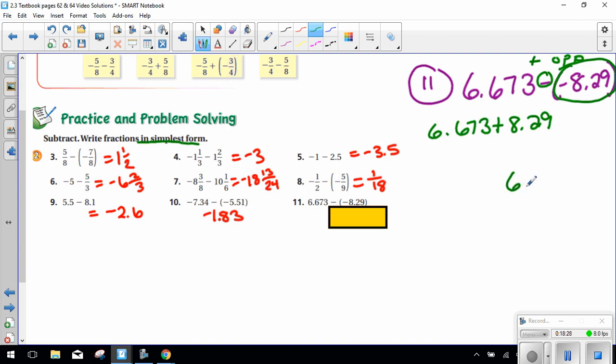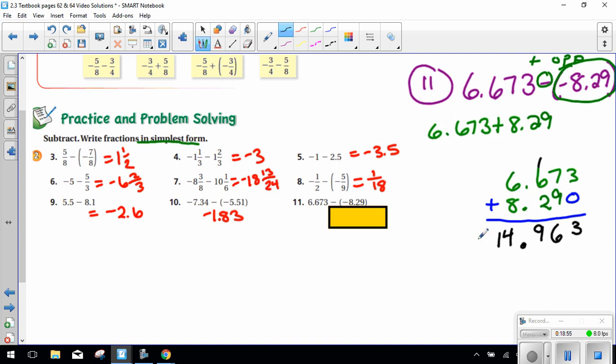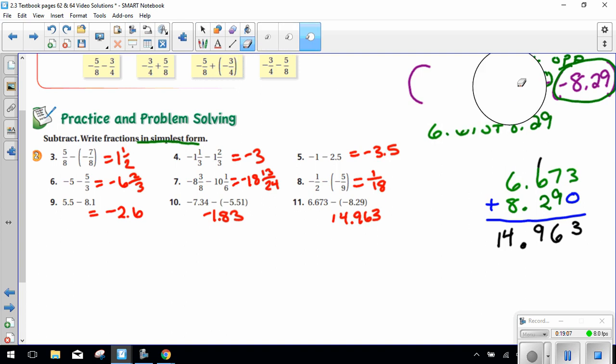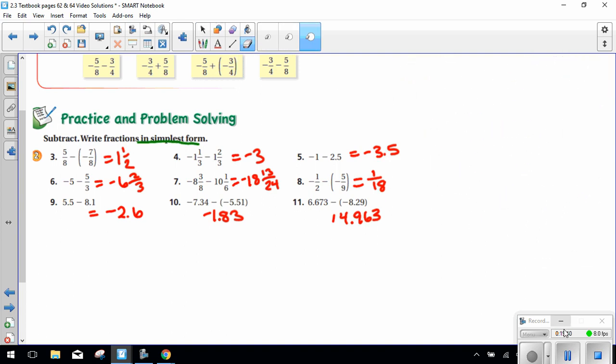I'm going to take 6, and I'm going to make sure I line up my decimal points. This 0 here is optional. You can write it in if you want, or you can just leave it out. So 3 plus 0, 9 and 7, 6 and 2 plus 1. Decimal point goes straight down. 8 and 6. So since both of my signs are positive, my final solution is positive. Okay, let's move on to the next set.